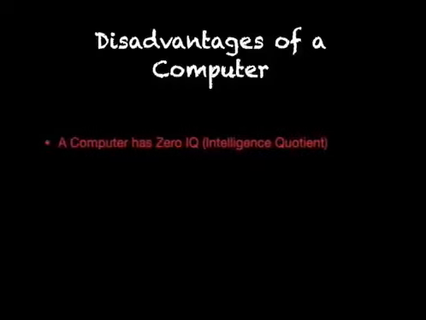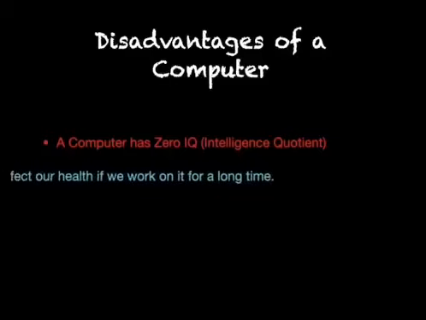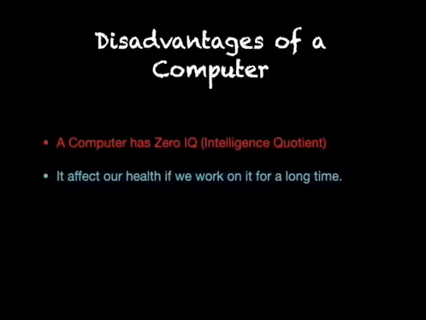A computer is a useful learning tool, but it has some disadvantages also. First one is zero IQ. A computer has zero IQ, that is intelligence quotient, means a computer doesn't use its own brain. It doesn't have its own brain. It works according to the human being. If we give some wrong input to the computer, it processes the wrong result. So it basically depends on the intelligence of a human being.